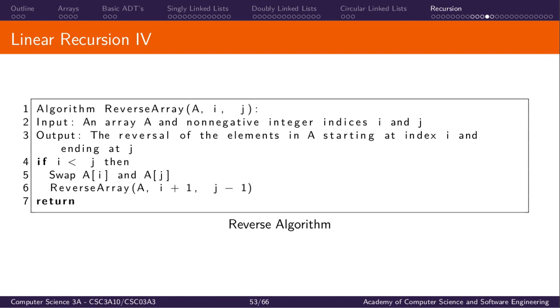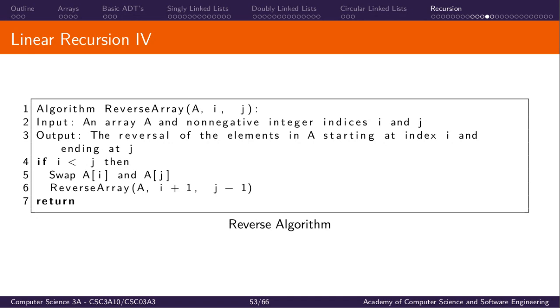If i is less than j, so let's imagine that logically i is the lower index and j is the higher one, so i should always be less than j. If that's true, then we swap the contents of A[i] and A[j], right? So if i was 0, the very first element, and j was at length minus 1, the very last element, then this would swap those two elements. Then it would call reverseArray again on A, but with i incremented by 1, so now we've moved to the second element of our array, and j decremented by 1, so j is now the second last element.